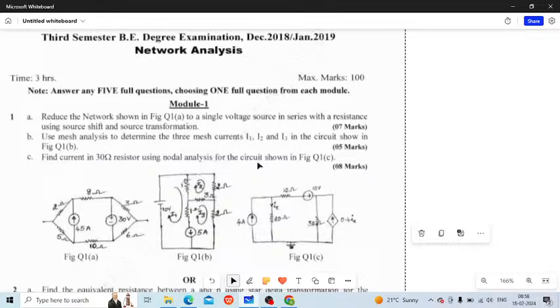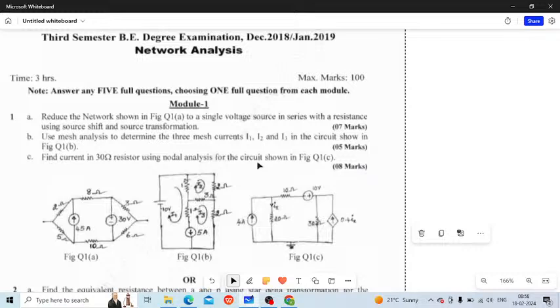So today we are having a discussion on the same mesh analysis problems. Why I'm taking mesh analysis problems more and more is because we need to know a few tips and tricks. That is why I'm taking mesh analysis problems more and more.